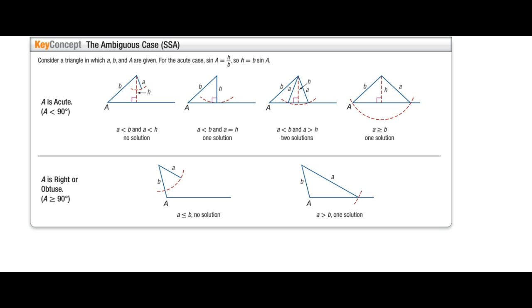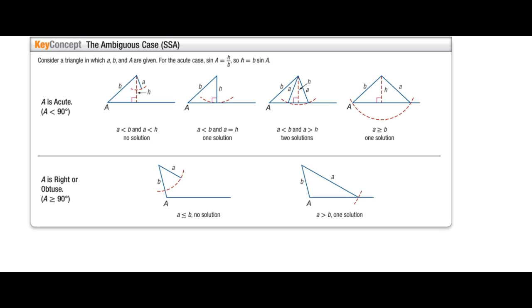Now, if this side A is less than B and A is equal to H, that means A is the same line as that H that we defined, then you have a right triangle here, and you have one solution. Where you might have more than one solution is if A is less than side B but greater than this height H, because A could be swung inward or it could be swung outward from H. And you have two possible triangles.